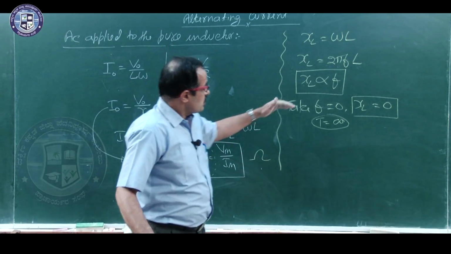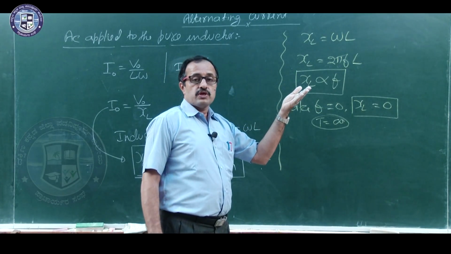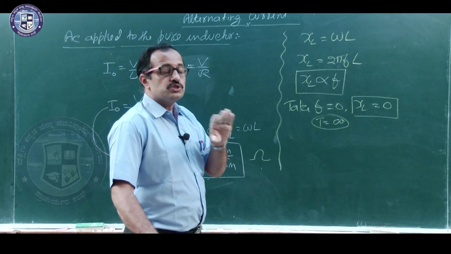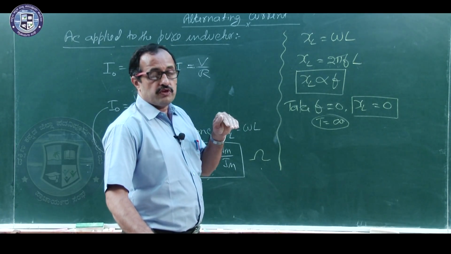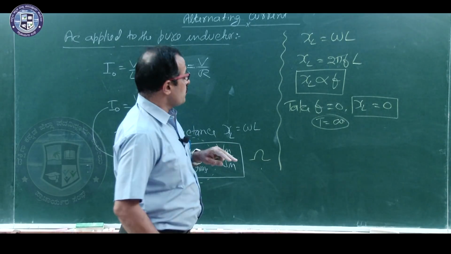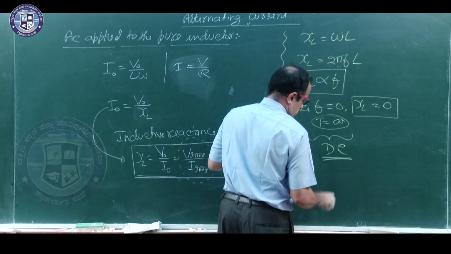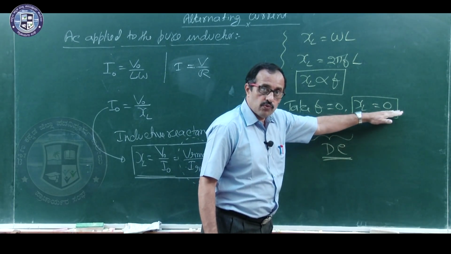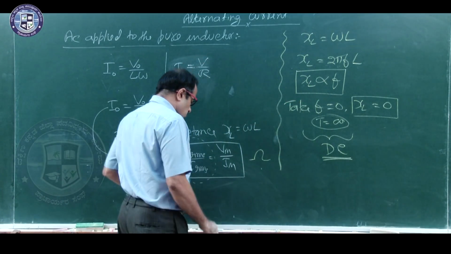Did you get my point? Frequency 0 means the time period is infinity, means after infinite time AC completes one cycle of variation, means it never changes the polarity. What is the meaning of it never changes the polarity? Positive is always positive, negative is always negative, it never changes. Therefore, it is DC, remember, direct current. Therefore, for DC, inductive reactance is 0. For AC, as the frequency increases, inductive reactance also increases.